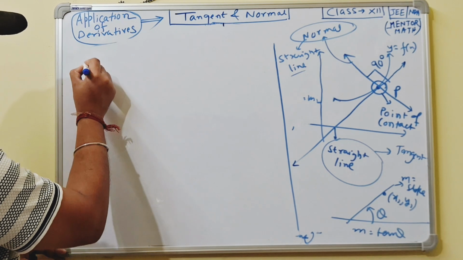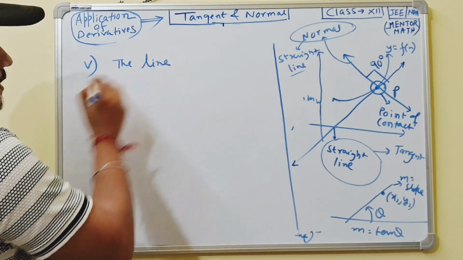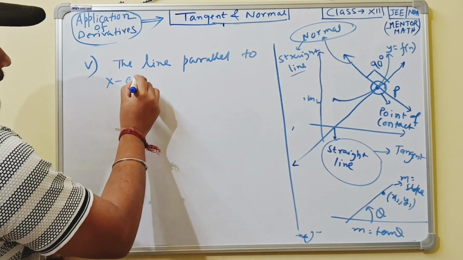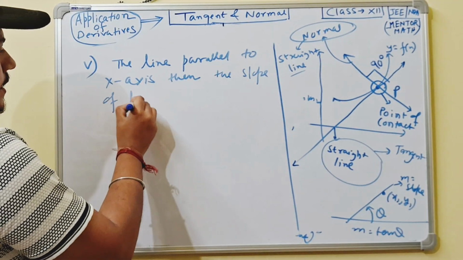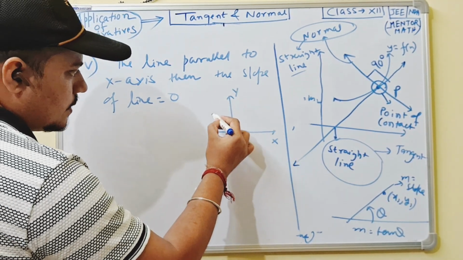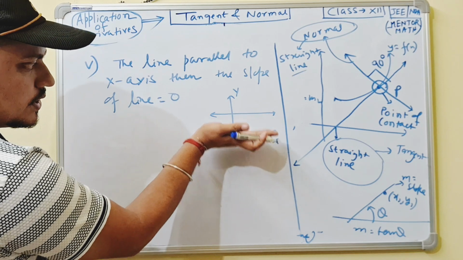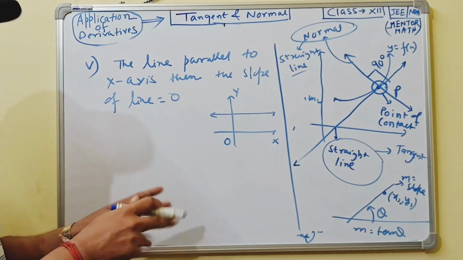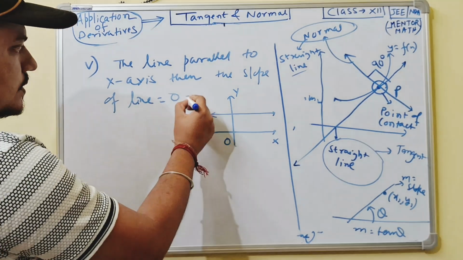Okay, next, number 5: if the line is parallel to the x-axis, then the slope of the line is equal to 0. If you see the diagram, this is your x-axis, origin, y-axis. If the line is parallel to the x-axis, its slope is 0, because no angle is formed. If theta is 0, then tan 0 is 0. Later I will discuss slope also. Just note that if the line is parallel to the x-axis, then the slope of the line is equal to 0. Here m is equal to 0.